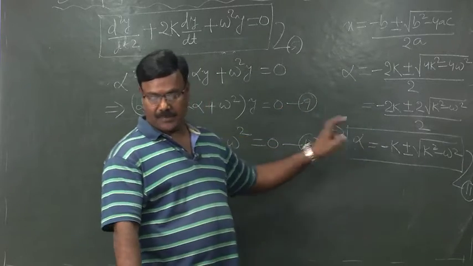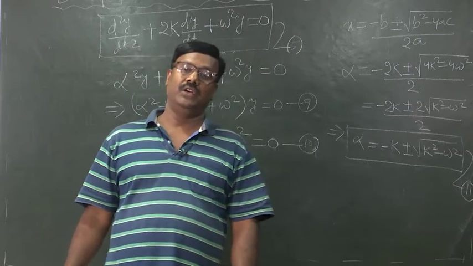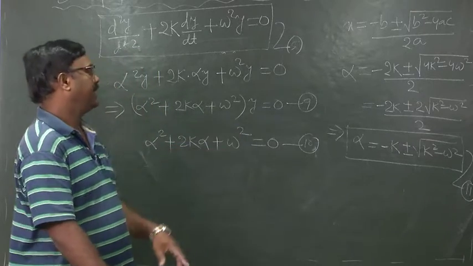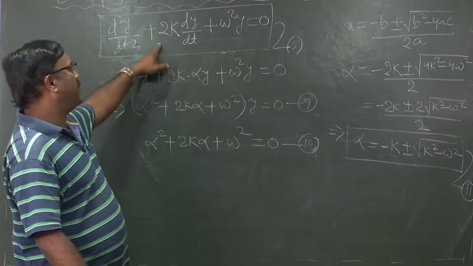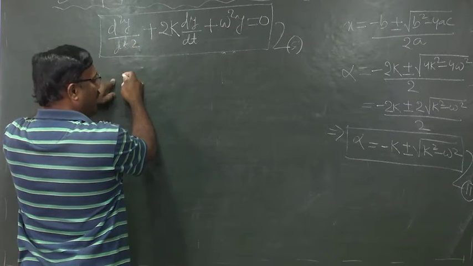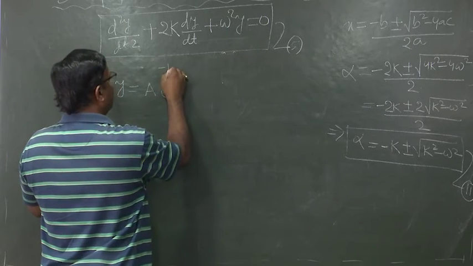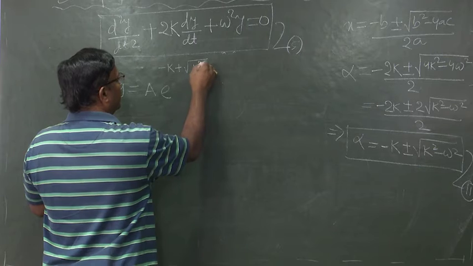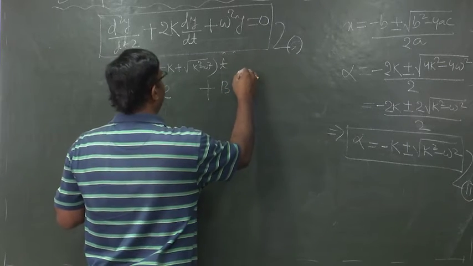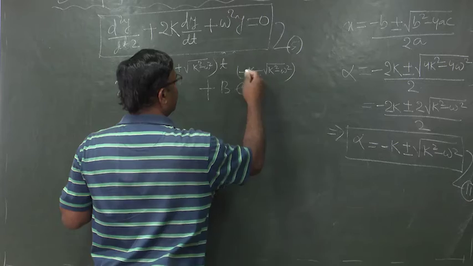Now, we found that alpha is this much, and putting the value of alpha in the equation where we have taken y is equal to a e to the power alpha t, we can write the general solution of this differential equation as y is equal to a e to the power minus k plus root over of k square minus omega square into t, plus b e to the power minus k minus root over of k square minus omega square into t.